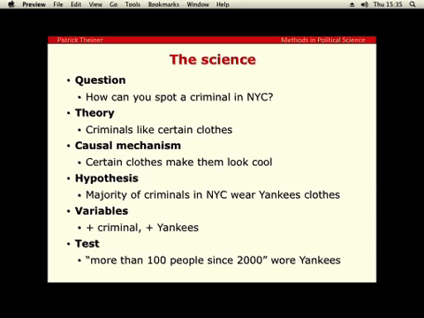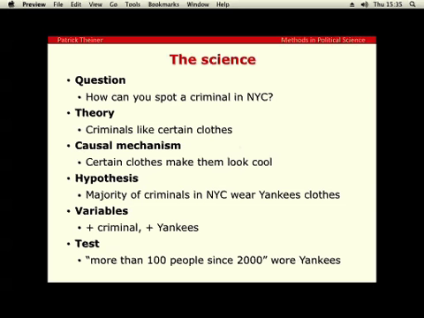So certainly a majority of criminals in New York should wear Yankee stuff. If we think about causes and outcomes, about variables here, that's very easy. The more criminal you are, the more likely you should be to wear Yankee stuff. It's pretty simple stuff, pretty simple study.